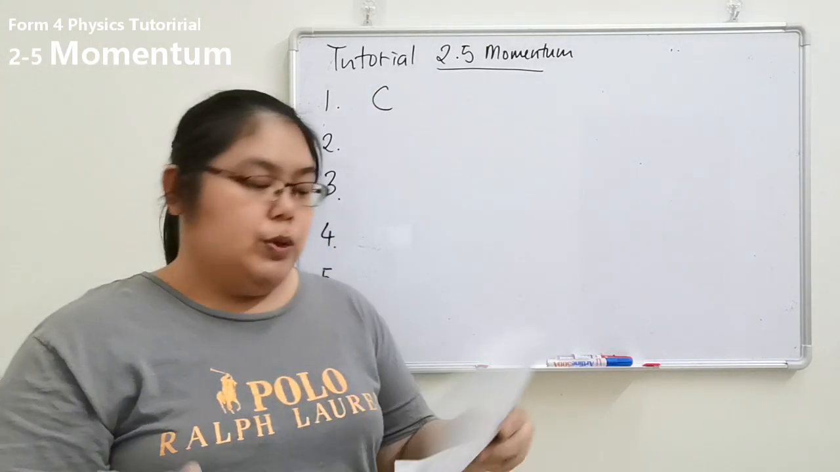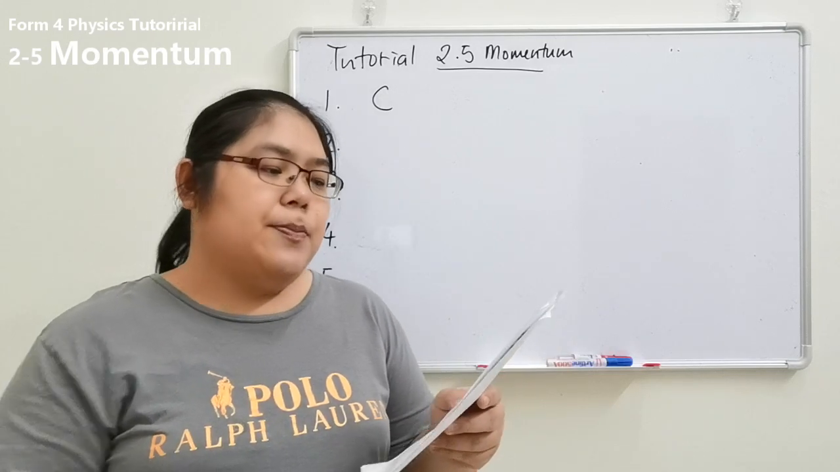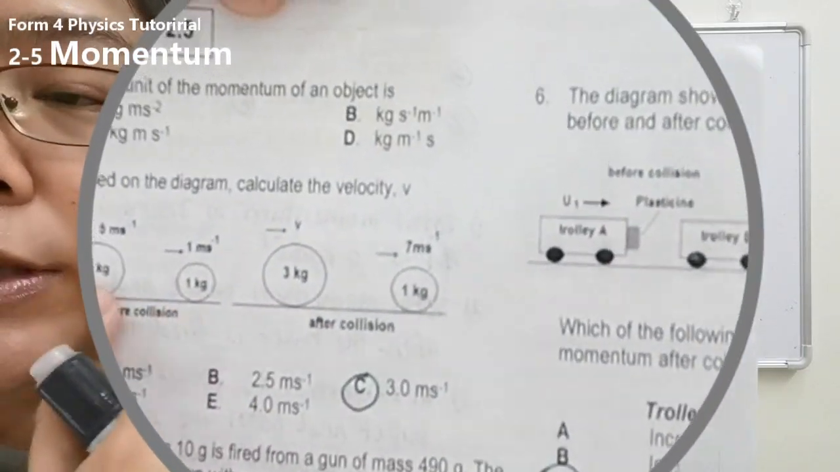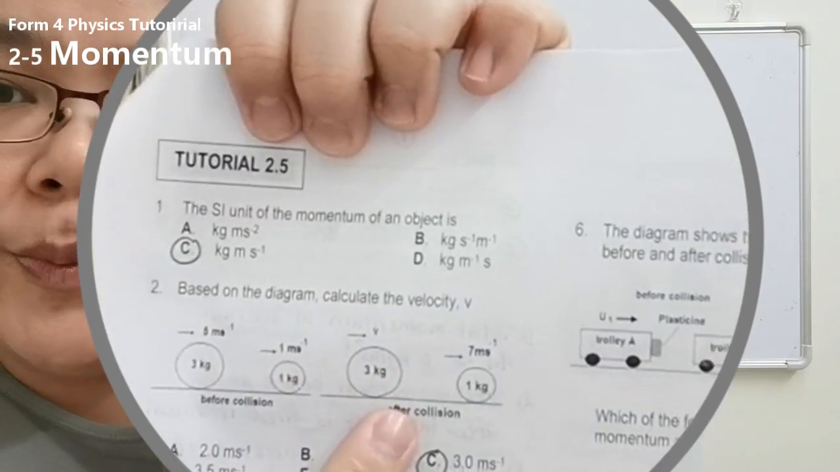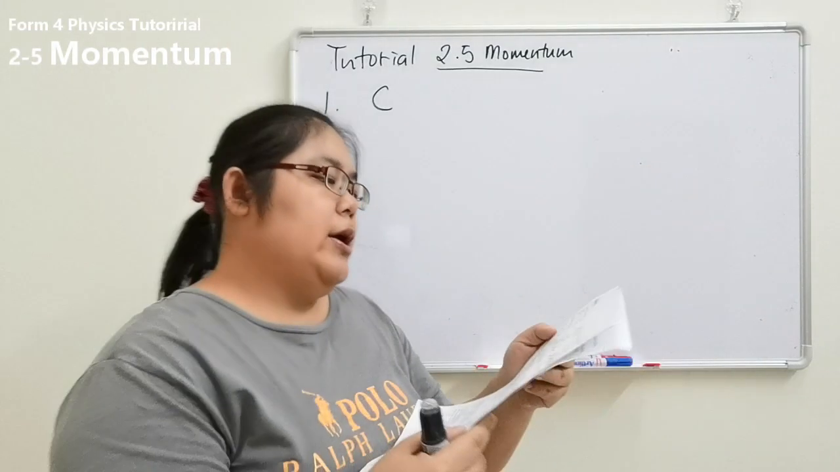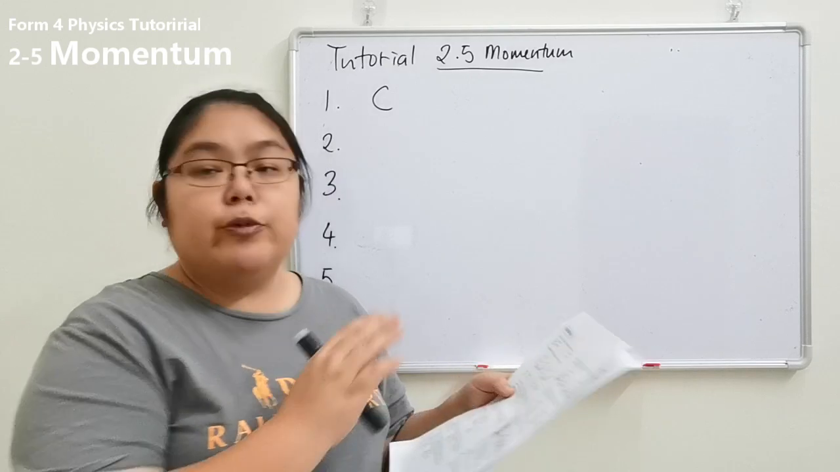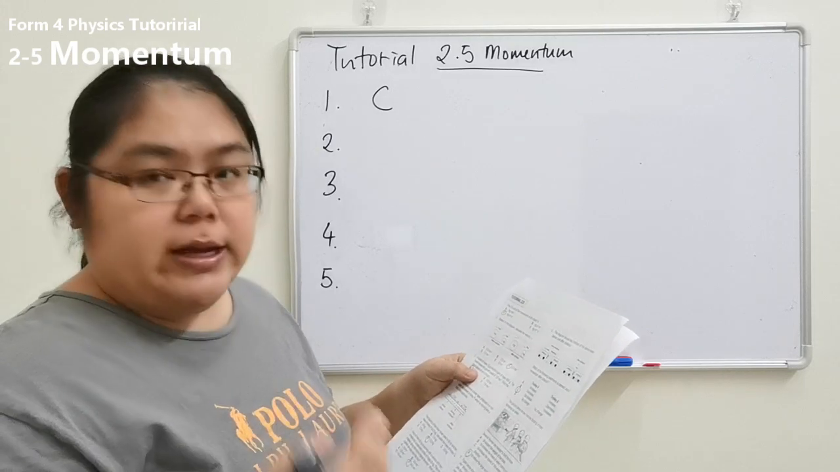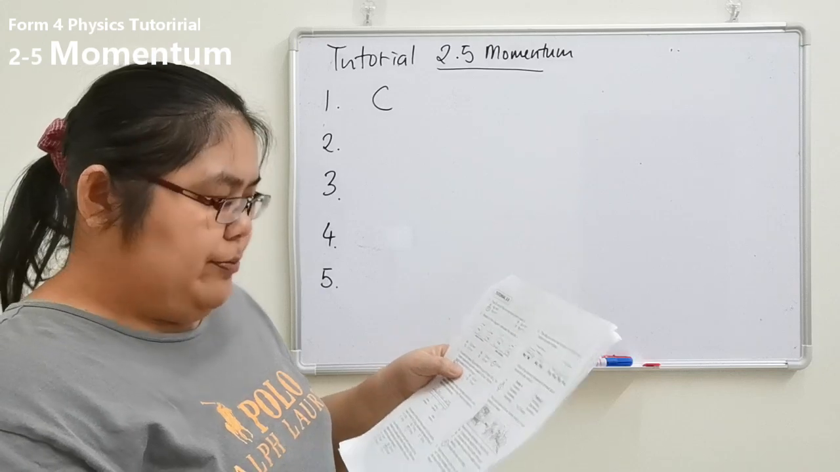Okay, number 2 is a calculation question. Let's see the question first. They say based on the diagram. Can you see the two balls before and after? Before they are separate, after also separate. So this one we know is an elastic collision. Now let's see the diagram. The first ball is 3 kilograms, moving to the right hand side with 5 ms^-1. Another one also moves to the right hand side, 1 kg mass with velocity 1 ms^-1.